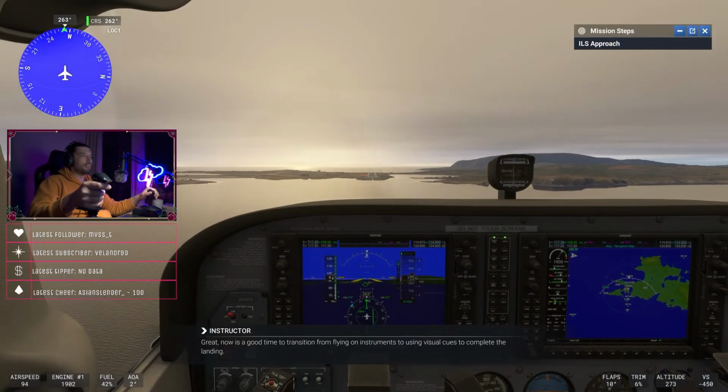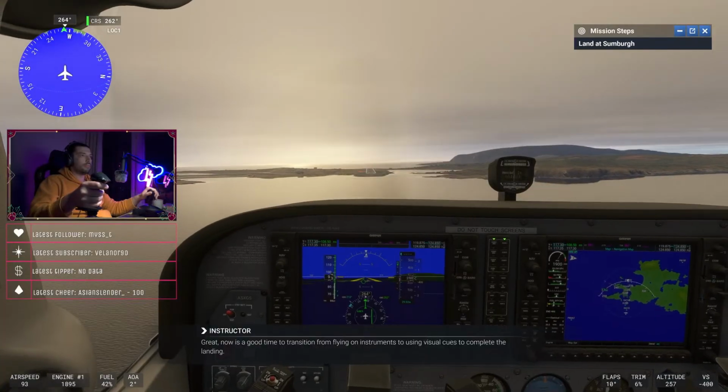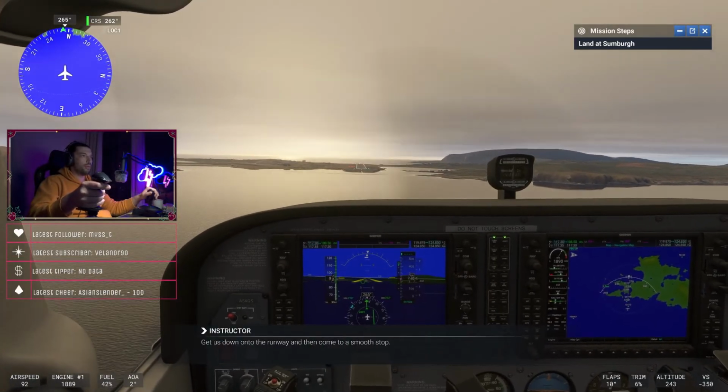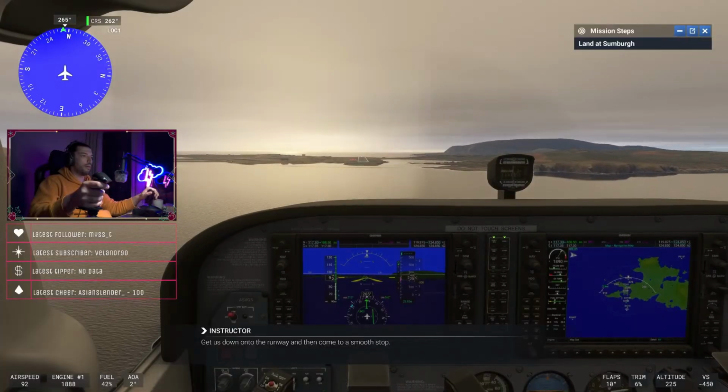Now is a good time to transition from flying on instruments to using visual cues to complete the landing. Get us down onto the runway and then come to a smooth stop.